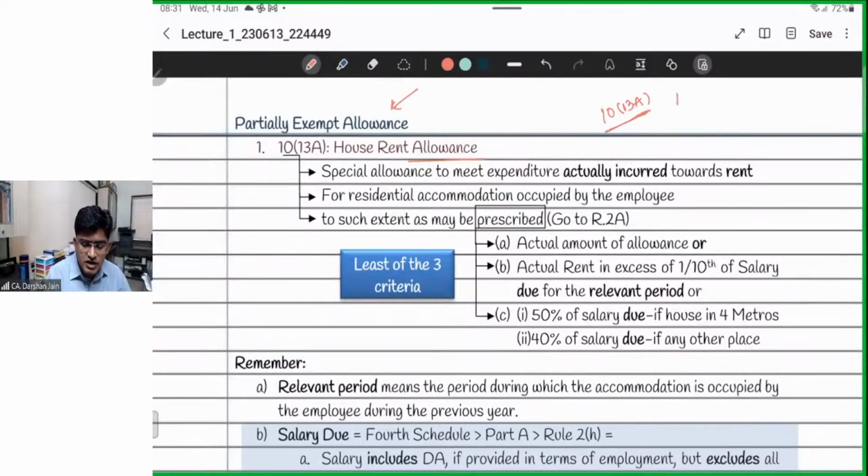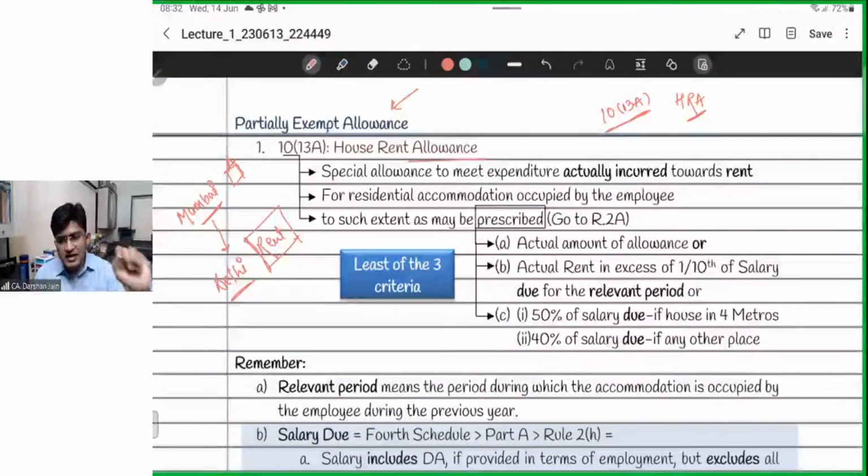10(13A) deals with house rent allowance, HRA. See what happens. A particular employee is, let's say, located in Mumbai. He has a permanent residential house in Mumbai. Now, an employer would ask him to move from Mumbai to Delhi. When he moves from Mumbai to Delhi, what happens? The house that he had in Mumbai is no more available to him, and he'll have to go to Delhi and take a house on rent. Now, why is he paying that rent? He's paying that rent only because the employer wants that particular employee at a different location.